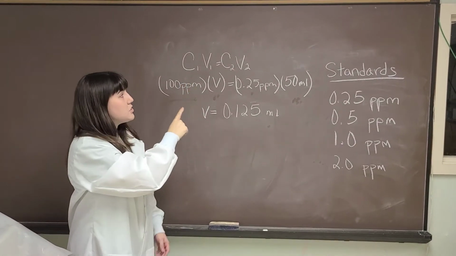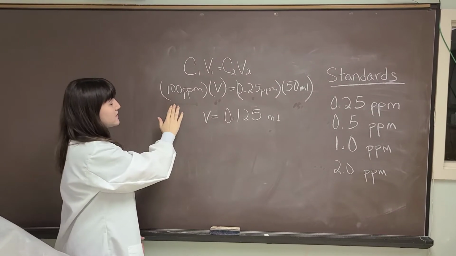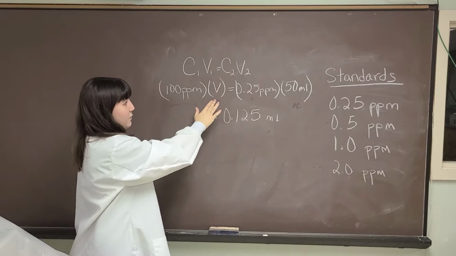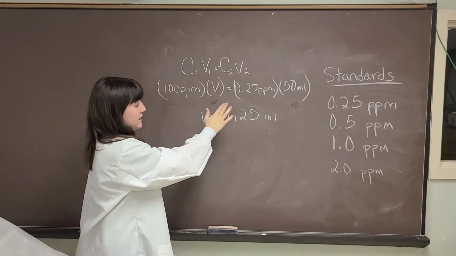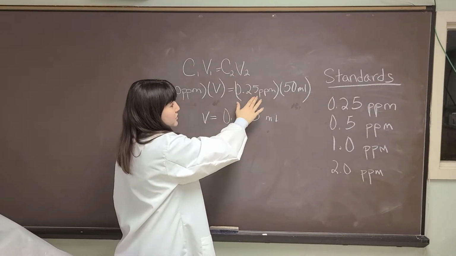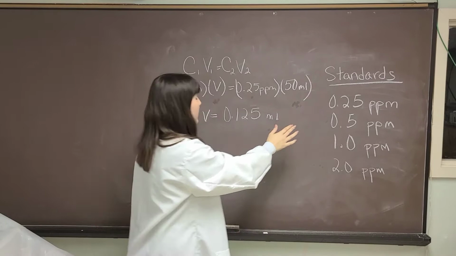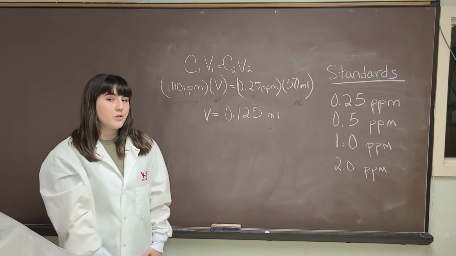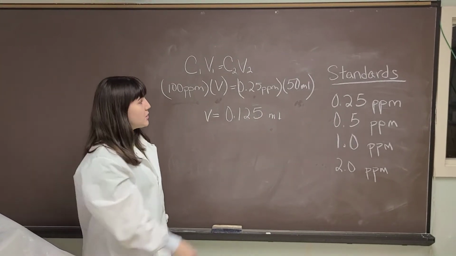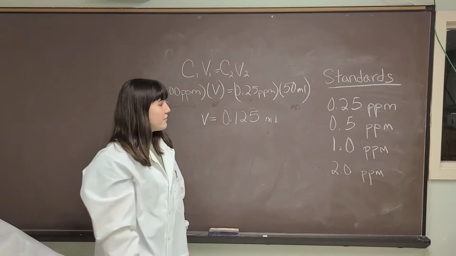C1V1 equals C2V2. Our initial concentration is 100 ppm, and we want to know what volume we're going to be using. Our desired concentration is 0.25 ppm, and our final volume is 50 milliliters. So by doing the math, the volume that we're going to be using to make a 0.25 ppm standard is 0.125 milliliters.